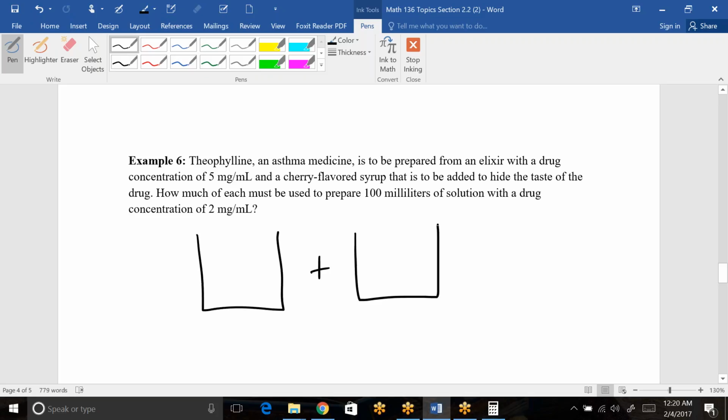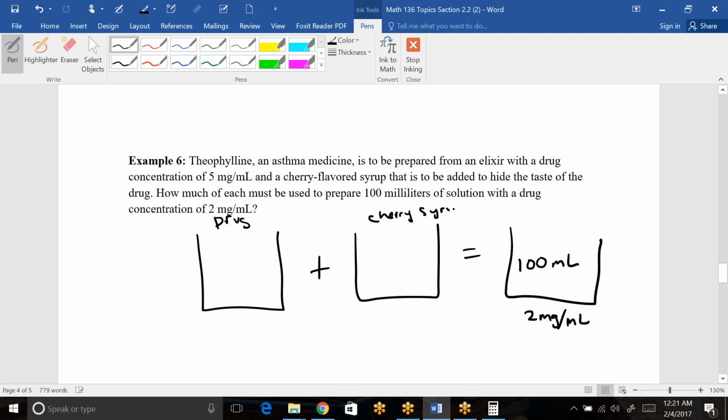So we think of our buckets again. Final result should be 100 milliliters at a concentration, not really of a percent, but of milligrams per milliliter. This is the original drug. This is the cherry syrup. Cherry syrup has no active drug in it. So that's 0 milligrams per milliliter. The drug that's active is 5 milligrams per milliliter.